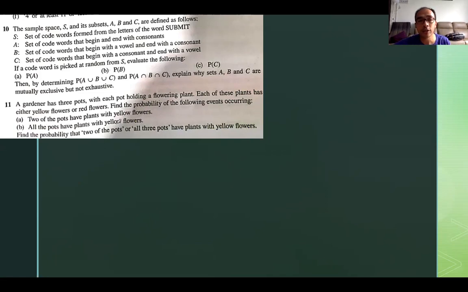Okay, think about it. Sometimes the easiest way is to list down the sample space. Okay, so you have, the first one will be yellow, yellow, and yellow.